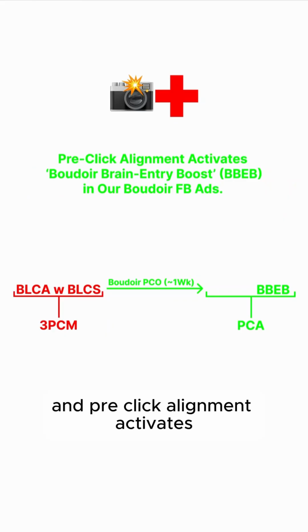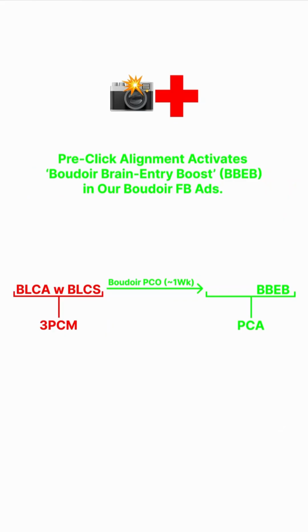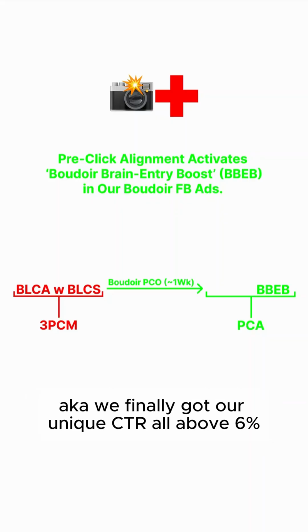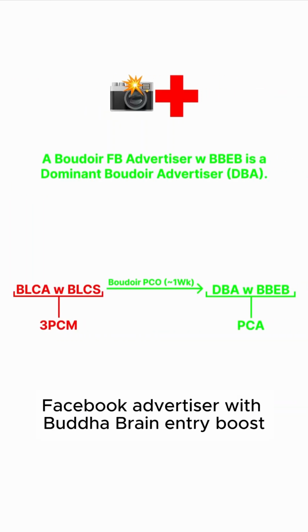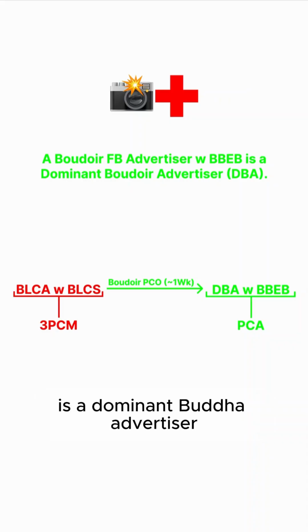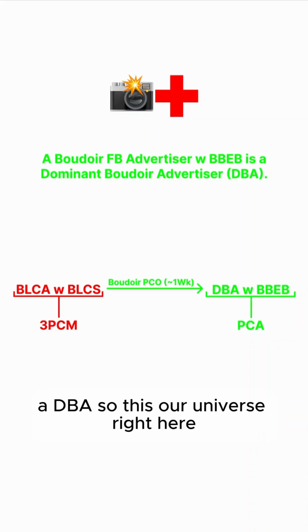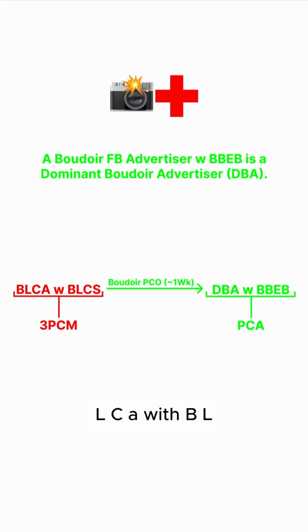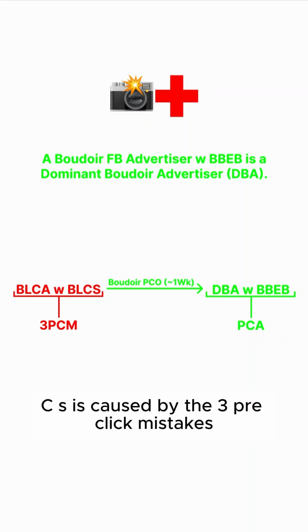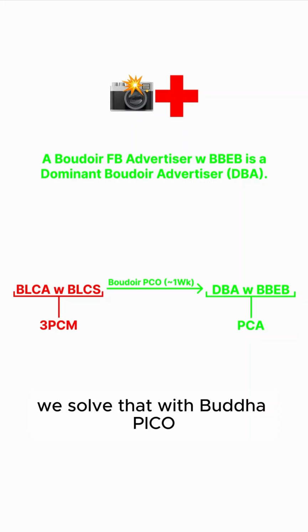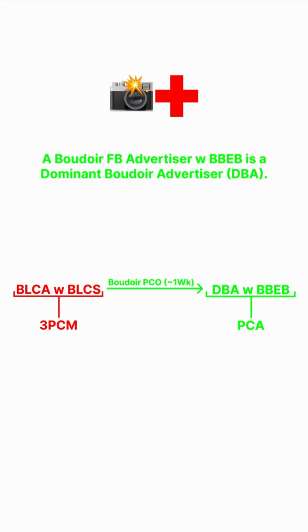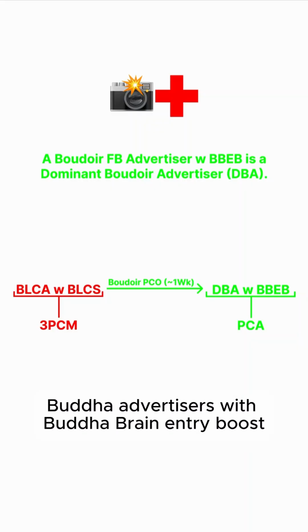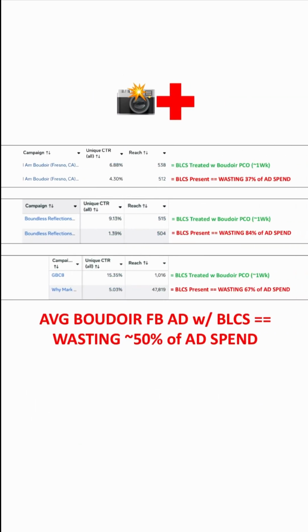And pre-click alignment activates Boudoir brain entry boost in our Boudoir Facebook ads, aka we finally get our unique CTR above 6%. And a Boudoir Facebook advertiser with Boudoir brain entry boost is a dominant Boudoir advertiser, a DBA. So this is our universe right here, right now. A BLCA with BLCS is caused by the 3 pre-click mistakes. We solve that with Boudoir Pico. It takes about a week. We achieve pre-click alignment and we become dominant Boudoir advertisers with Boudoir brain entry boost.